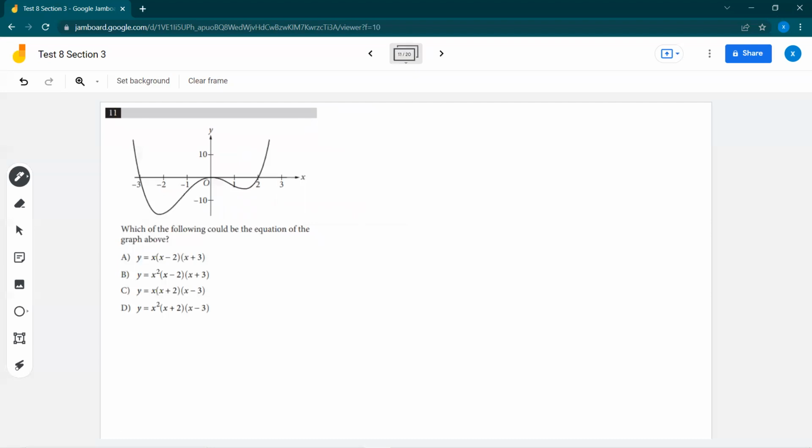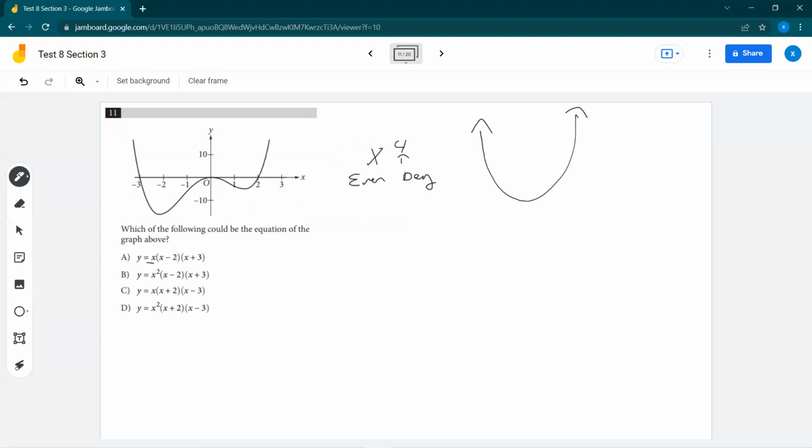Which of the above graphs could be the equation of this thing? Well, we know right off the bat that this is actually a quartic, right? This is going to be a degree 4 polynomial. The reason for that is if we look at the shape, both ends are pointing up. And in any case where both ends are pointing up or pointing down for that matter, you'll be dealing with an even degree. Degree is just this number here. This number has to be even.